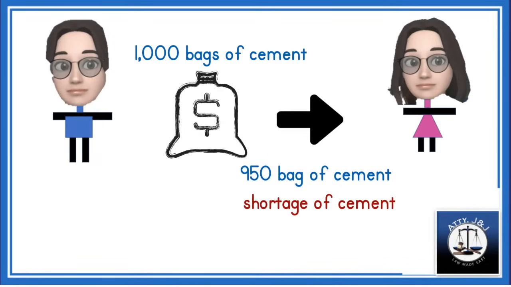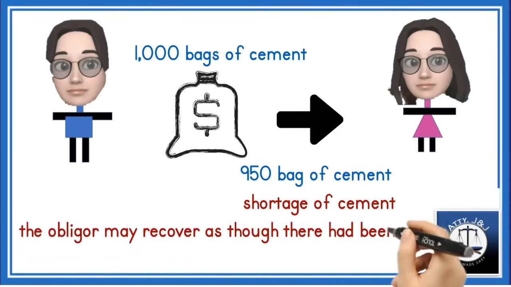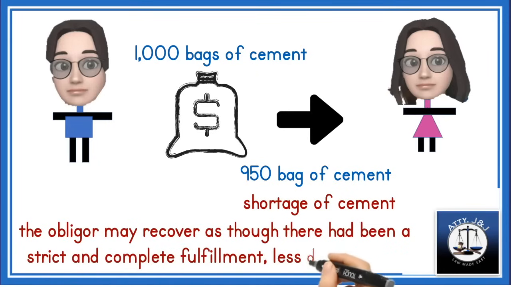So, Article 1234 provides or tells us that Pogi can recover as though there had been complete delivery. Of course, ililess lang yung price ng 50 bags na hindi niya na-deliver. So, ibig sabihin, si Ganda cannot require Pogi na i-deliver muna yung remaining, yung buong 1,000 bags of cement bago siya magbayad. Kasi nga meron namang substantial compliance in good faith.